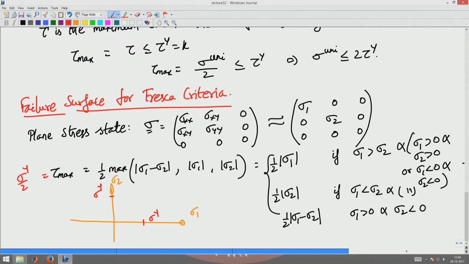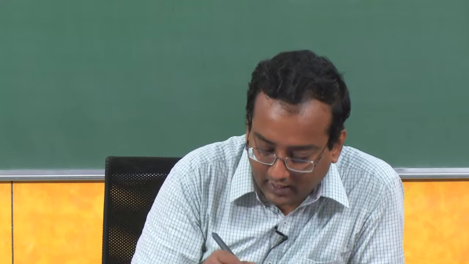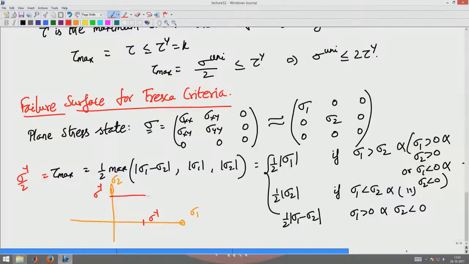When both sigma 1 and sigma 2 are positive and have the same magnitude, then also I will get sigma y as the failure state of stress. So I get this point: an equal biaxial state of stress will still fail at sigma y, because sigma 1 is less than sigma 2 until sigma 2 reaches sigma y, and if both go at the same rate, both reach sigma y simultaneously, and that will be the failure scenario here. So that will be sigma y there.